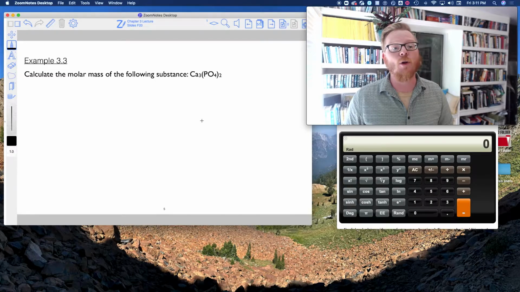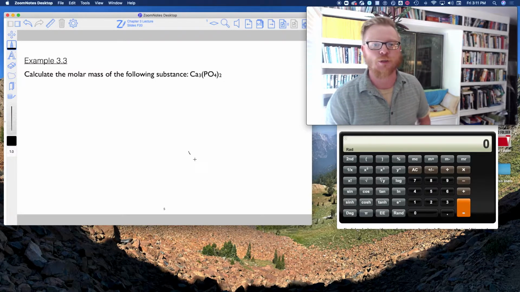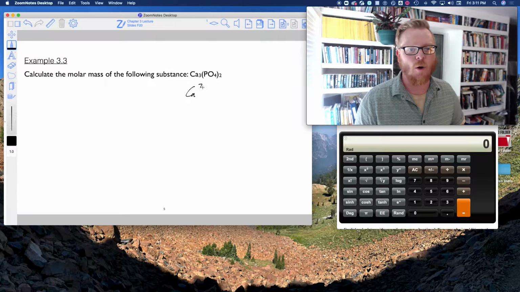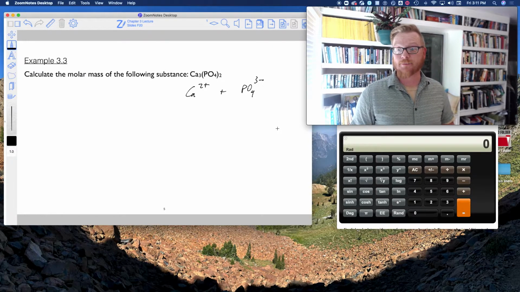Okay, calculate the molar mass of the following substance. Calcium phosphate. Sorry, I blanked out there on the naming. So PO4 is phosphate. And calcium, no Roman numerals, right? Because we know calcium is always 2+. And let's just review really quick, how do you get that formula for calcium phosphate, okay? So calcium is always 2+, and phosphate is always PO4 3-.